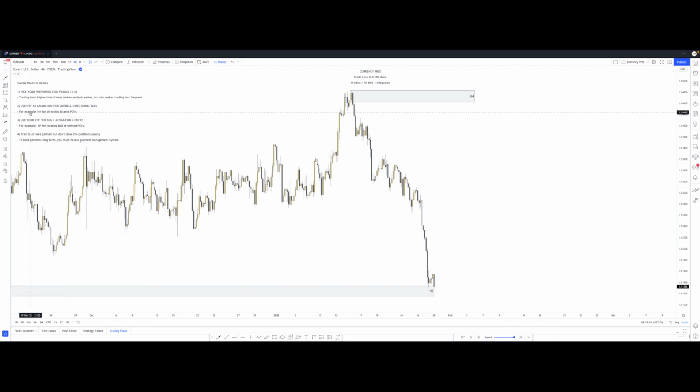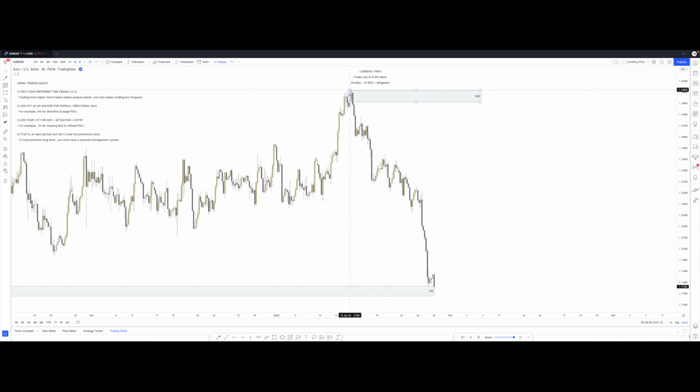So like I said, 4-hour for direction and 1 hour, for example, for my higher time frame, 4-hour time frame for direction and large POIs. So what that can also mean is, as you can see up here, I've already located a 4-hour time frame point of interest, right?